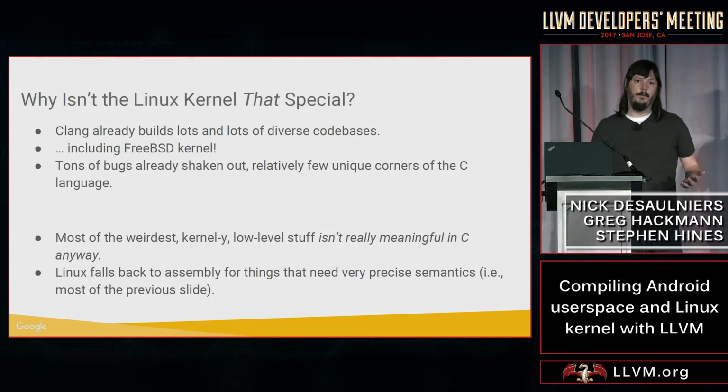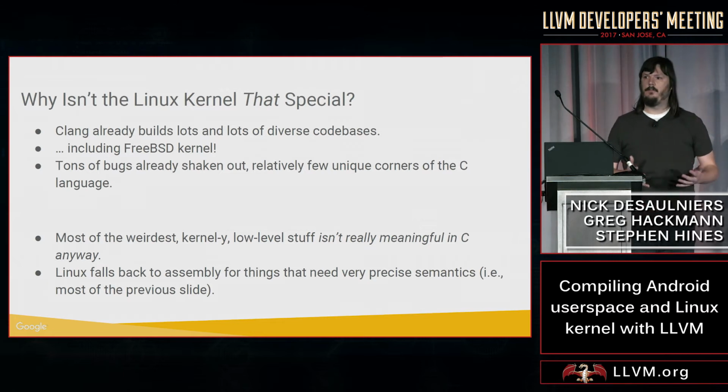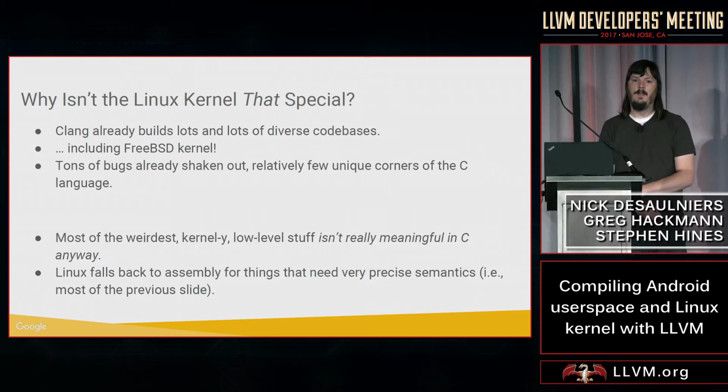I know that it builds the FreeBSD kernel, and I would not be surprised if there are other kernels that are built with Clang. So yes, the Linux kernel is a little bit weird, as all kernels are, but the collective weirdness of all the things that have been compiled with Clang over time is really not that much different. And so there were relatively few corners of the C language that were left uncovered.